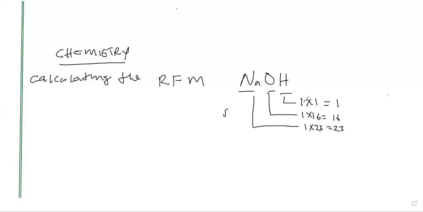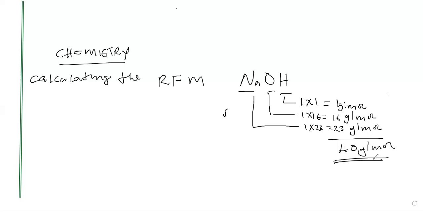Now, remember that the unit here is gram per mole. So when you add these, you have 1 plus 16 plus 23. So this gives you a total of 40 grams per mole. Okay, that is your final answer there.